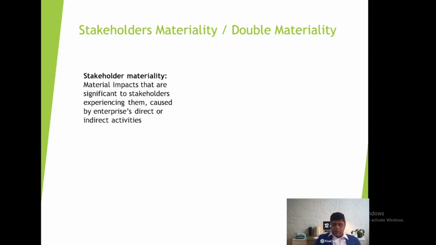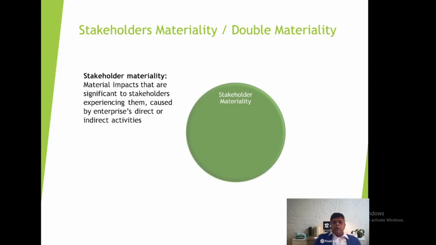So, by definition, what does it mean? That due to organizational activities, whether direct or indirect, the stakeholders get materially affected. The stakeholders could include government, creditors, lenders, consumers, etc. Then we have the element of financial materiality, which is the subset of stakeholder materiality.